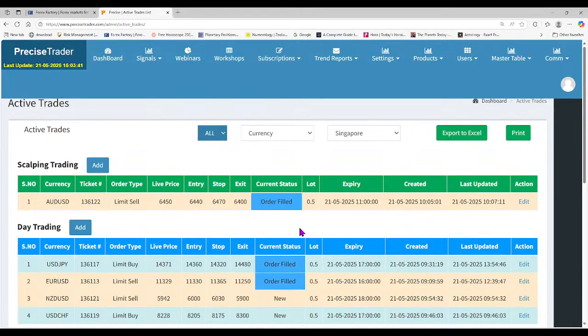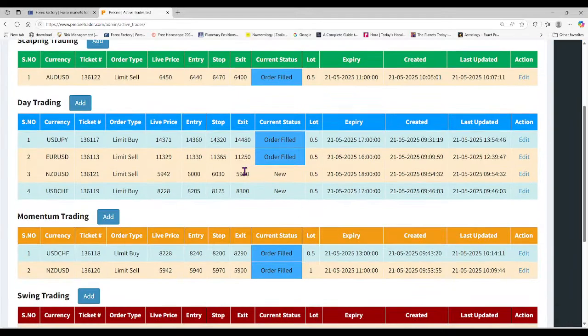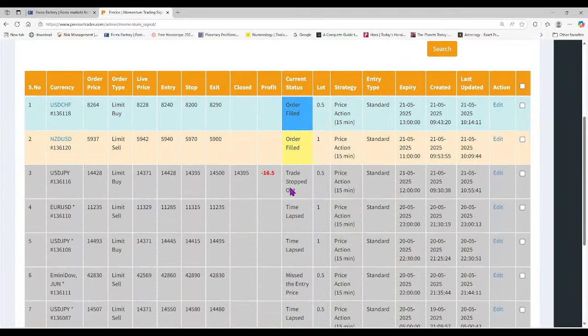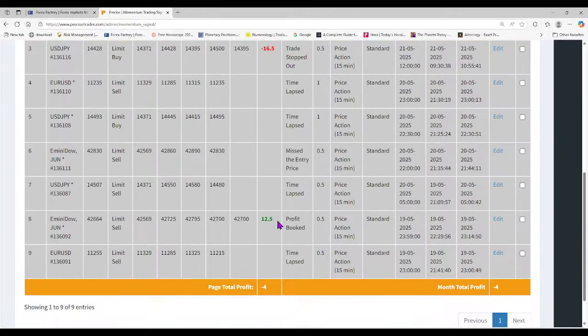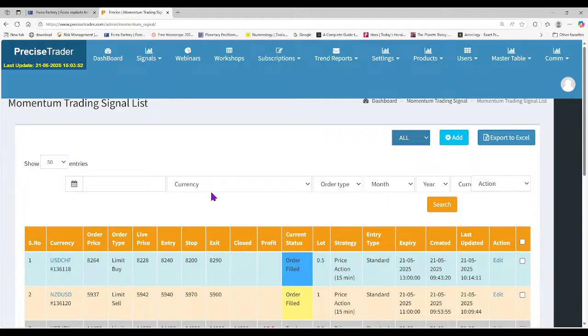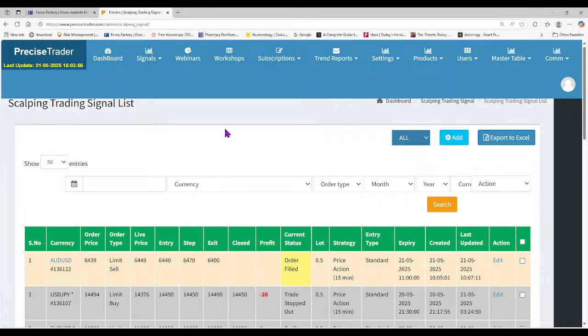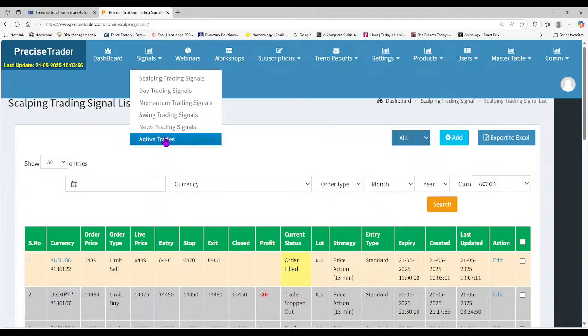I remember I gave a sell on the pound also. I'm not sure whether, okay, only the dollar yen has got stopped out. So now let's see these trades.